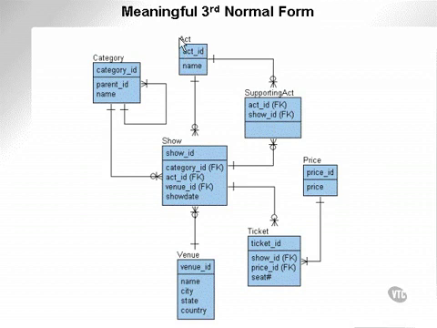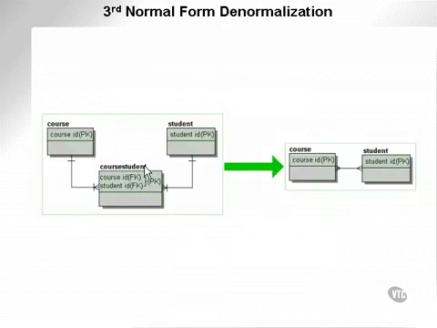Therefore, the relationship between the act entity and the show entity is actually one-to-many or many-to-many. The many-to-many relationship between the act and the show entities can be resolved into a single entity called supporting act. It is meaningful. It has a name which makes sense. It says supporting act.